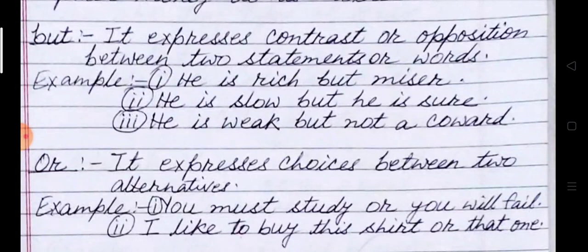लेट्स सी द एग्जांपल. ही इज रिच बट माइजर. He is rich but miser. Now two contradictory things. वह अमीर है लेकिन कंजूस है. Okay? He is slow but he is sure. वह धीमा है but sure है कि वो कर लेगा, विन करेगा, जीतेगा या कंप्लीट कर लेगा. He is weak but not a coward. वह कमजोर है लेकिन कायर नहीं है. Okay? He is weak but not a coward.